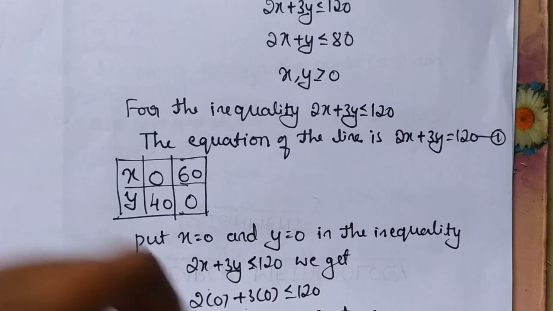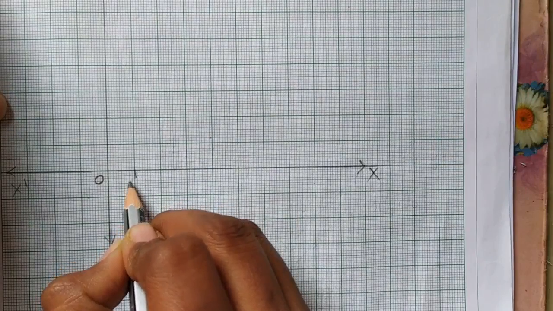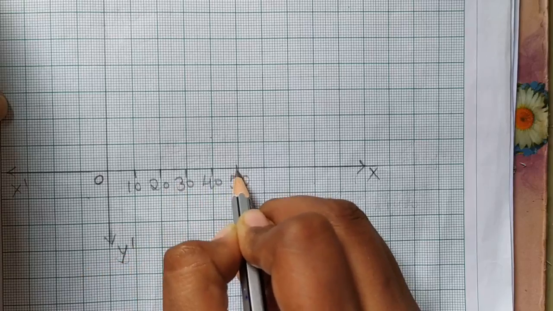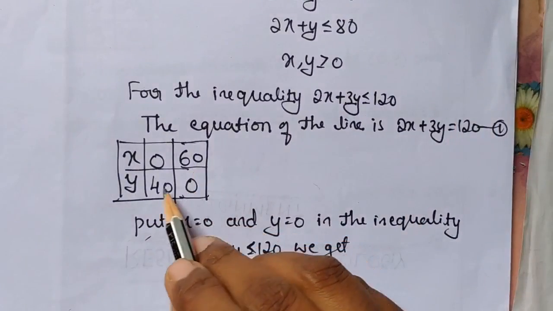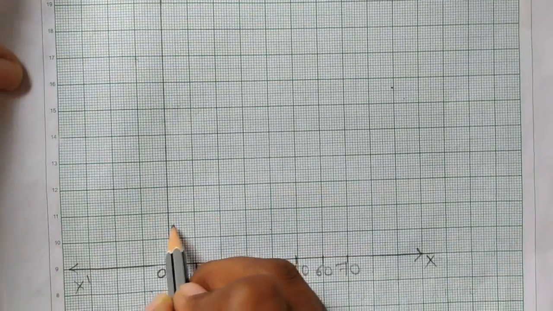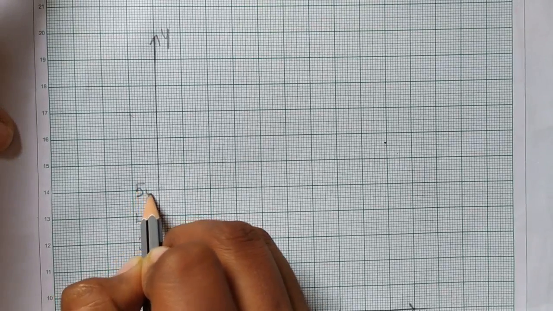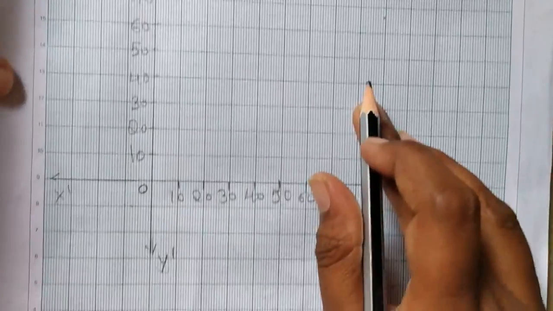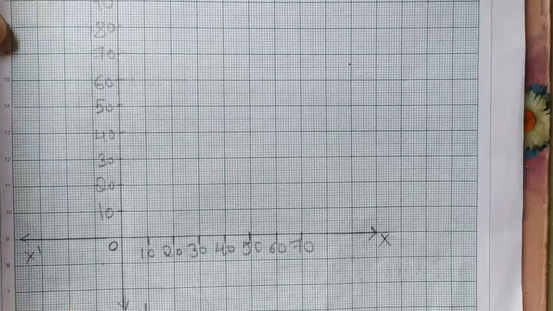So I will mark the points up to 60 or 70 starting from 0, 10, 20, 30, 40, 50, 60, 70 on the x axis, and y takes the value 40, 0. On the second line it is 80, 0. So I will mark the points up to 80 or 90: 10, 20, 30, 40, 50, 60, 70, 80, 90 on the y axis. And here x dash, y dash denote the negative direction of x and y axis respectively. O is the origin. Remember to write the arrows.